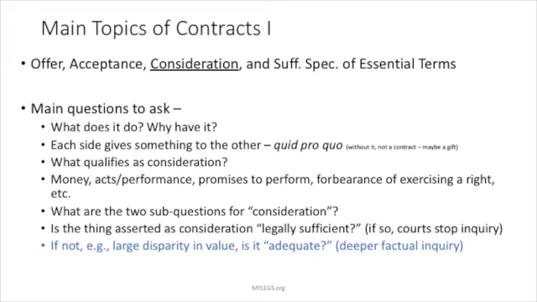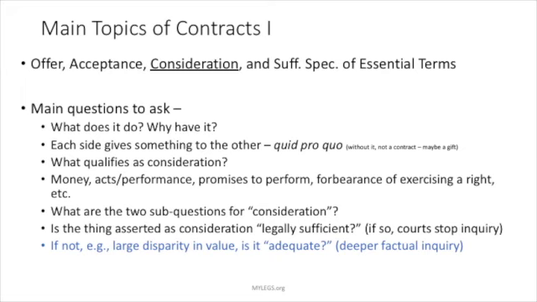Let's say that there's a huge disparity in value, like $1 million for a coffee cup. Who would contract away $1 million for a coffee cup? Okay, that just doesn't make sense. There are a variety of reasons why that might happen. Maybe it is a hidden gift. Maybe it's a bribe.